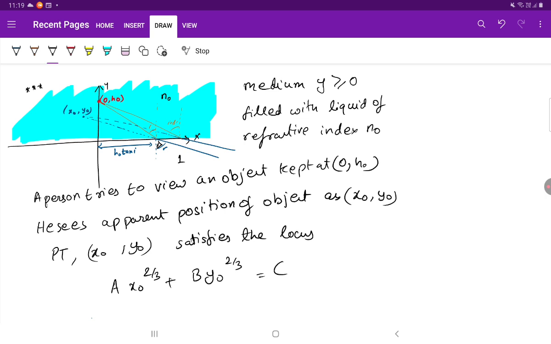So the person is trying to see the object, but instead of seeing it at (0, h naught), you would expect that it will see the object to be at some other point, that is (x naught, y naught). Say that (x naught, y naught) is the required position of the object. Then we have to prove that (x naught, y naught) satisfy the locus, that is a x naught to the power 2 by 3, b y naught to the power 2 by 3 is equal to c, where a, b, c are in terms of h naught and n. So let's get started. We'll pause the video, then we'll start the solution.